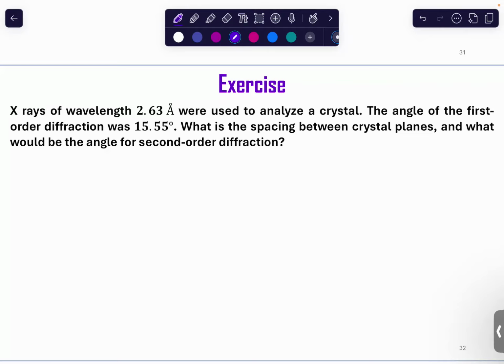Now we have to know what first order and second order are. So let's look at our Bragg's law. We're trying to find D. That's the spacing between the planes. So if I solve this, D would be n lambda over 2 sine of theta. And so, of course, lambda is our wavelength. Now, what do we mean by first or second order?